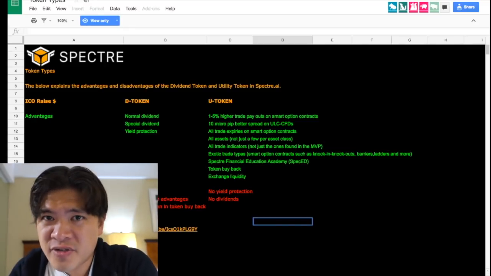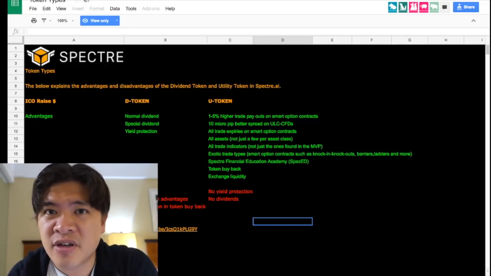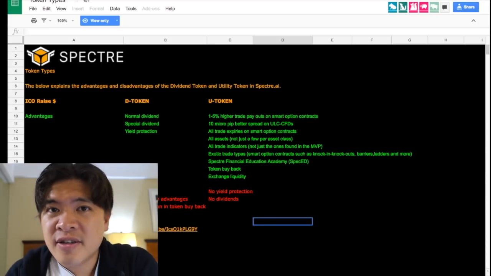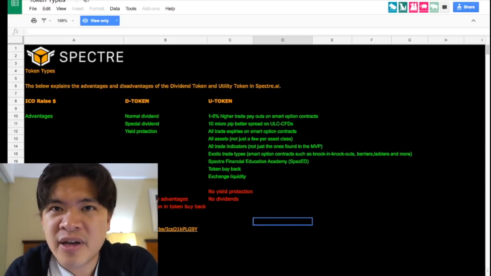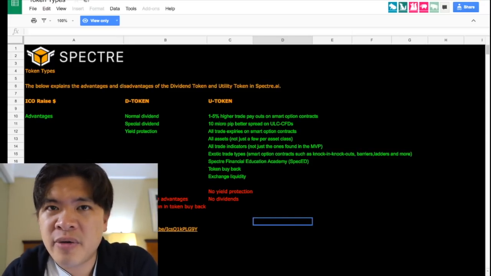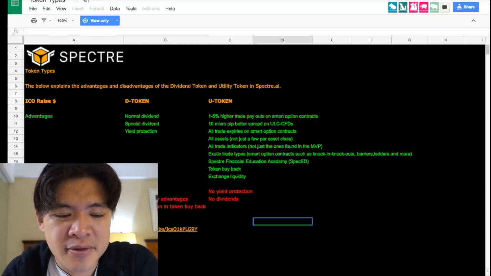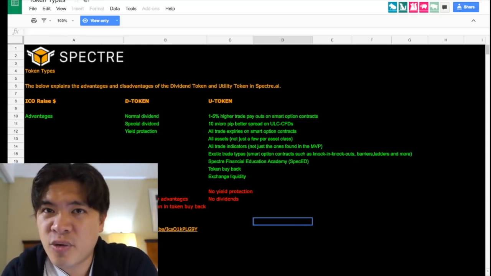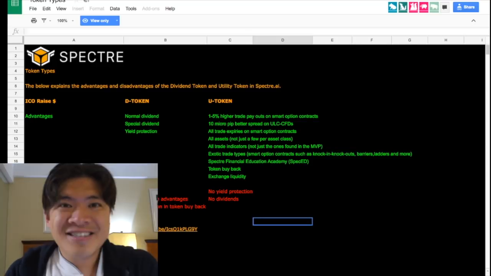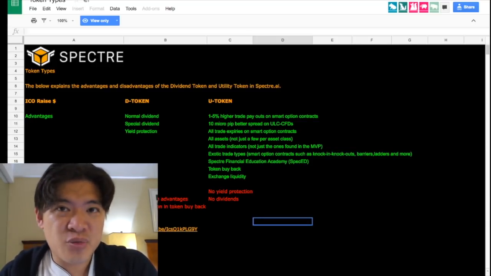So I'm going to cover this very quickly, but there's comparison tables and stuff if you want to do further research. The key thing to remember is that one of the tokens, the D token, behaves very much similar to a security. So you get dividend payouts, but the problem is because it behaves like a security, there's going to be low liquidity because some markets don't want these security type tokens. So that might be one of the potential issues with the D token.